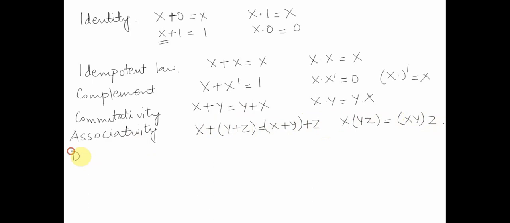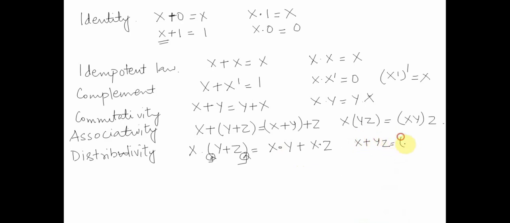Then we have the law of distributivity. It simply says if I have an expression x into (y plus z), this would be the same as x ANDed with y, OR with x and z. So basically, the parenthesis gets precedence over here, so x into y plus x into z. Similarly, the other law would be for multiplication, where we say x plus yz would be the same as (x plus y) into (x plus z).